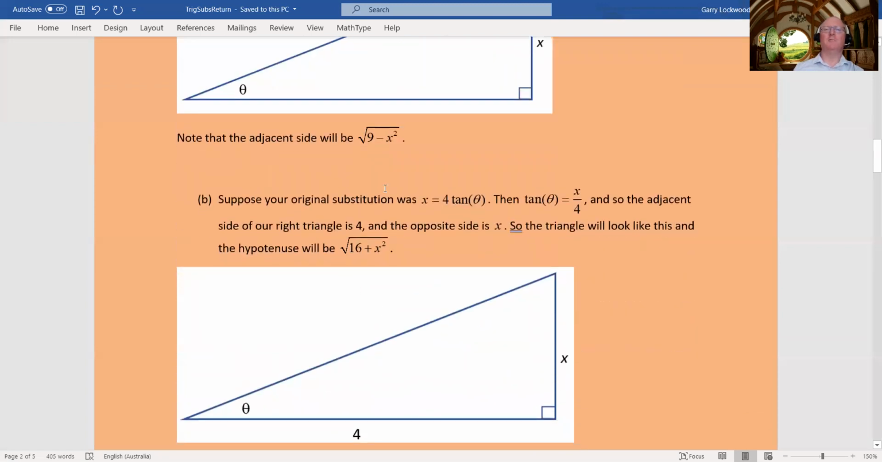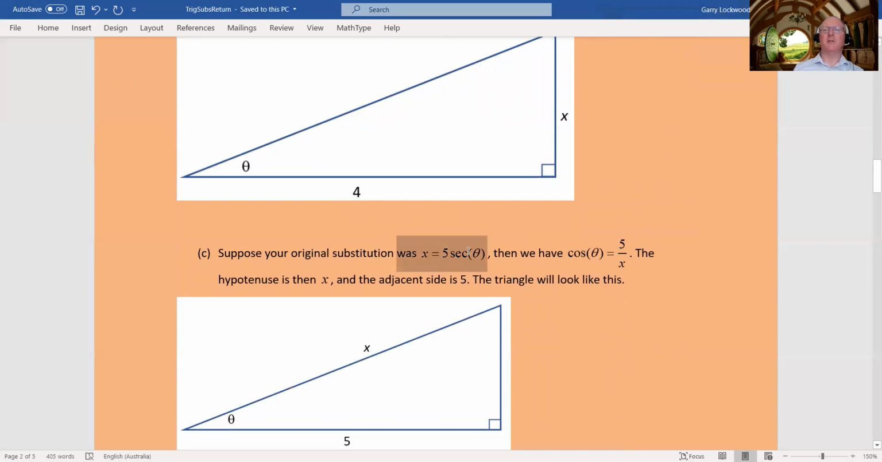Suppose your original substitution was x equals 4 tan theta. Tan theta is x over 4. And so we've got the adjacent side being 4 and the opposite side being x. So now the tangent of theta is x over 4. And hopefully you have got that, the hypotenuse is the square root of 16 plus x squared.